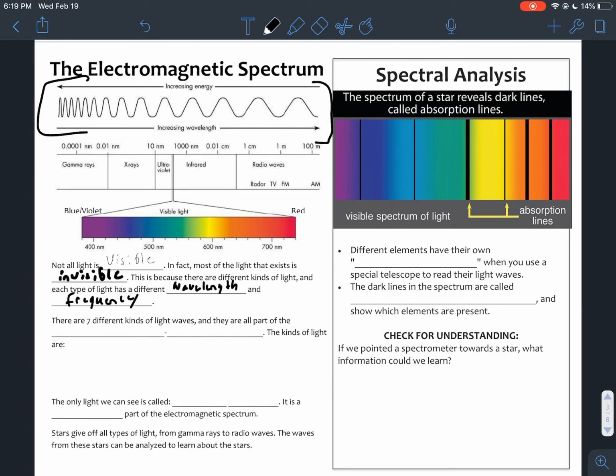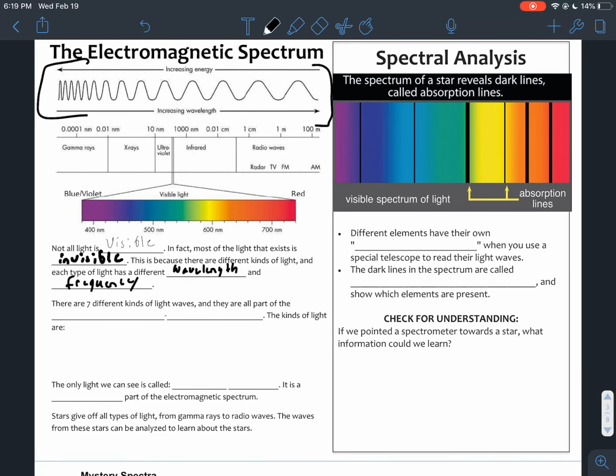There are 7 different kinds of light waves, and they're all part of the electromagnetic spectrum. If you need help spelling that, it's on the top of your sheet. All 7 different types of light are on the electromagnetic spectrum. And the kinds of light are as follows. You won't have to know these, but it's really interesting. This is just something I think you should know, okay? So the first is gamma rays.